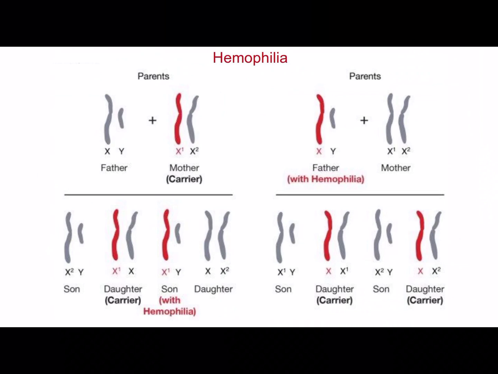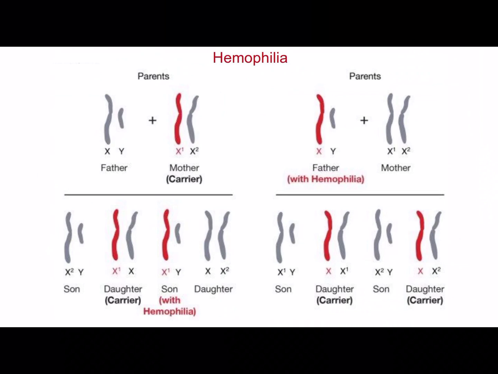So the offspring: he is going to have a son who is going to inherit X1 from the mother and the Y chromosome from the father. But this son is going to be healthy. He is not going to carry or express the abnormal disease, the abnormal genes. Then we are going to have a daughter who is going to be a carrier because she inherited the X chromosome from her father.